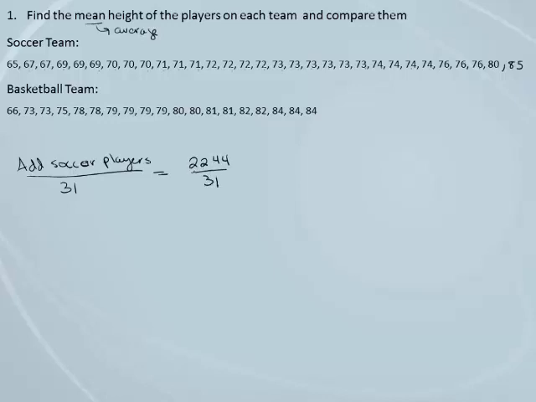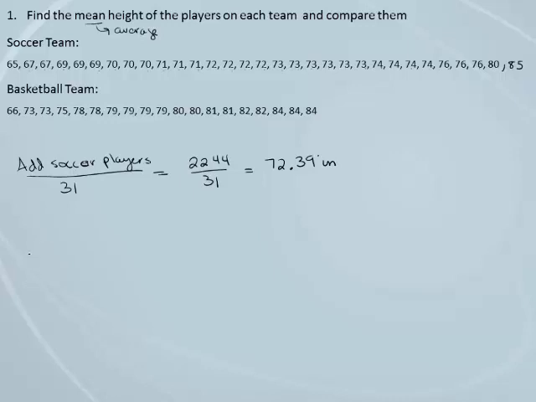And I think what happened is I tried to put this entire string of addition into my calculator all at once, and I ran out of digits, and so it stopped adding even though I was still pushing buttons. So I'm going to take 2244 and divide it by 31, and this makes more sense. The average height of the players on the soccer team is 72.39 inches.